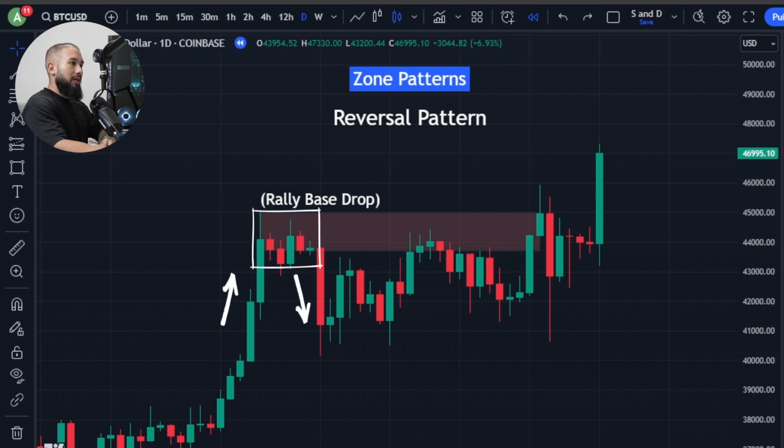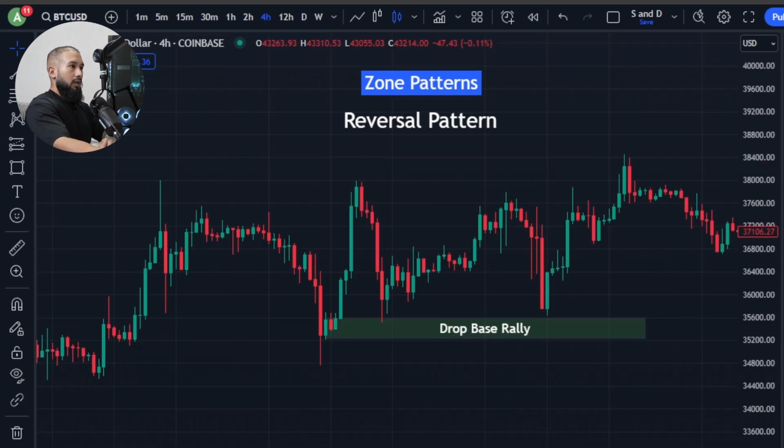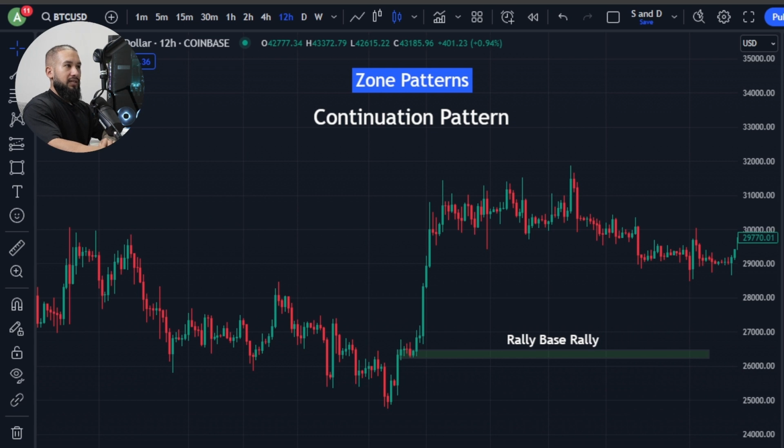We see we have our imbalance candle here, followed by a base that is formed, and then a drop that is caused by another imbalance in the charts. Here we have an example of a reversal pattern for a demand zone. It's a drop, base, rally. For this reversal pattern, we have a sell-off, then a base is formed, then we have a rally. We see we have our imbalance candle here, followed by our base, and then a rally caused by another imbalance candle. For our last example, we have a continuation pattern for a demand zone.